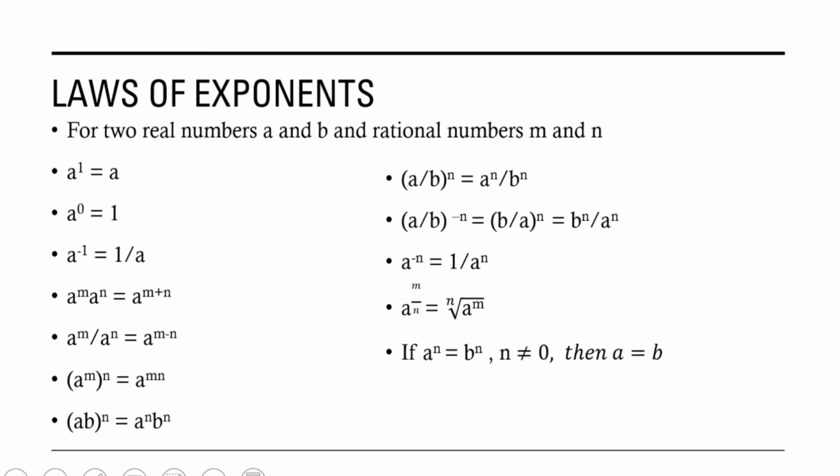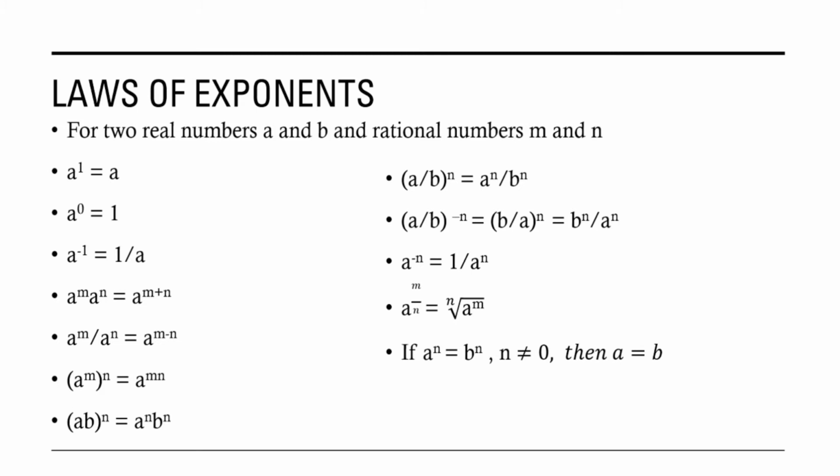Now we will see various laws of exponents. For two real numbers a and b and rational numbers m and n, we have the following laws. The first one is a raised to 1 is equal to a, which we already know. The next one is a raised to 0 is equal to 1. Any number raised to 0 is equal to 1. Then the next one is a raised to minus 1 is equal to 1 by a. That is, any number raised to minus 1 is equal to 1 divided by that number.